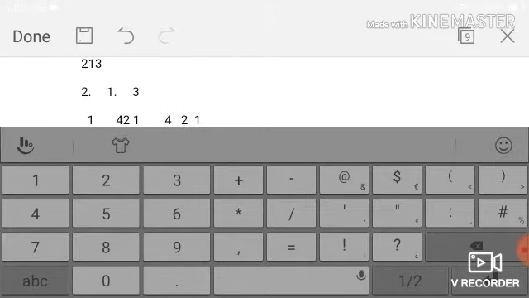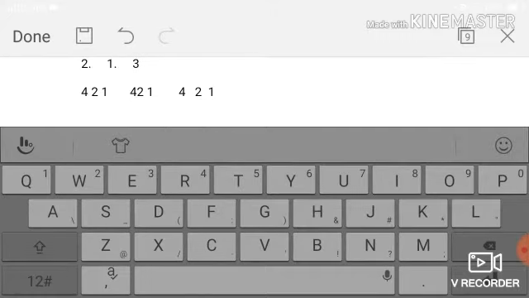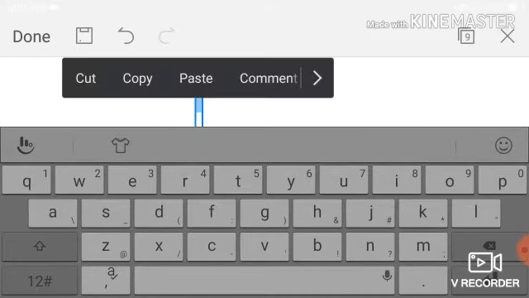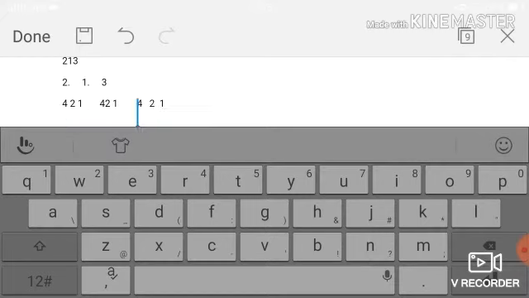So to have 3, we're going to look for the numbers in the given numbers to make the 3, so 2 plus 1.